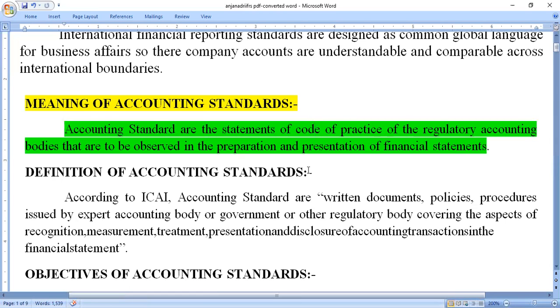Once again I am repeating: accounting standards is nothing but the written documents, policies, procedures issued by the expert accounting bodies or the government accounting bodies. Expert accounting bodies is nothing but ICAI. Government authorities is nothing but MCA. The main aspects of these accounting standards, there are 5 major aspects. First one is the recognition, second one is the measurement, third one is the treatment, fourth one is the presentation, and fifth one is the disclosure.